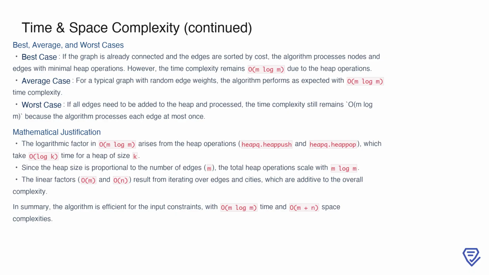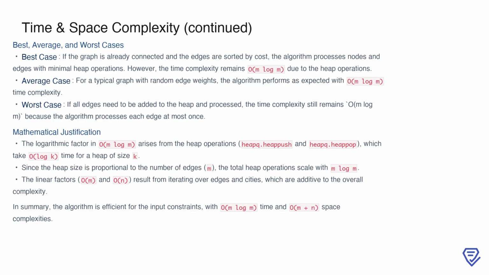Finally, let's discuss the best, average, and worst-case scenarios for the algorithm. In the best case, if the graph is already connected and the edges are sorted by cost, the algorithm processes nodes and edges with minimal heap operations. However, the time complexity remains O(m log m) due to the inherent cost of heap operations. In the average case, with random edge weights, the algorithm performs as expected with O(m log m) time complexity. In the worst case, all edges might need to be added to the heap and processed, but even then, the time complexity does not exceed O(m log m), as each edge is processed at most once.